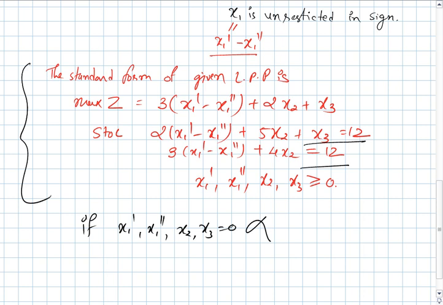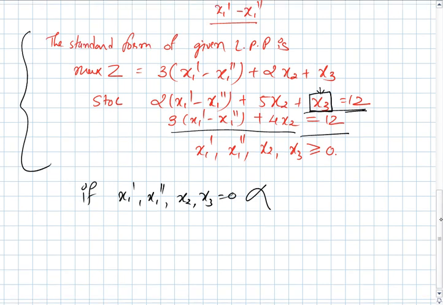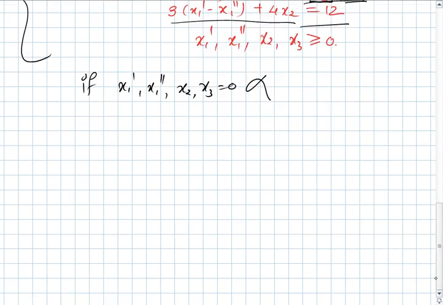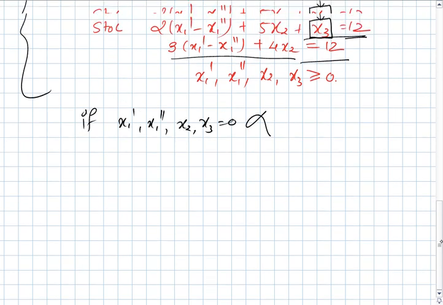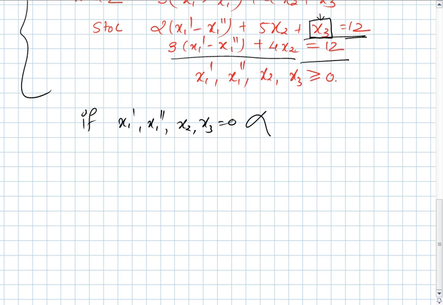But see, here x3 itself is working as an artificial variable. This first constraint contains x1 dash, x1 double dash and x2, so x3's value does not depend on the second constraint. You can take x3's value as 12. You can start in two ways; I am writing both ways. The first way is the usual way, meaning introduce an artificial variable in both cases.